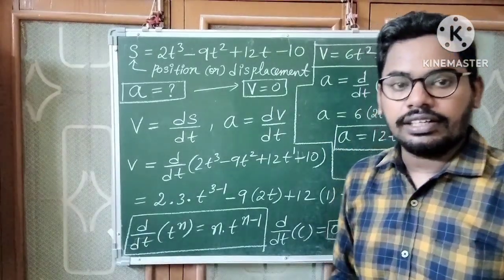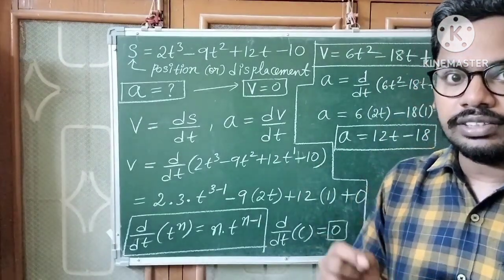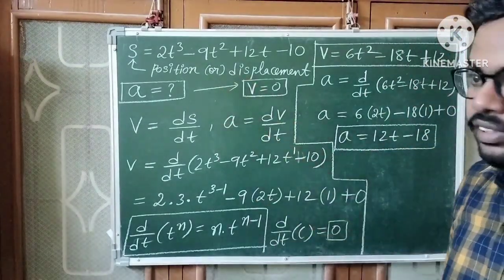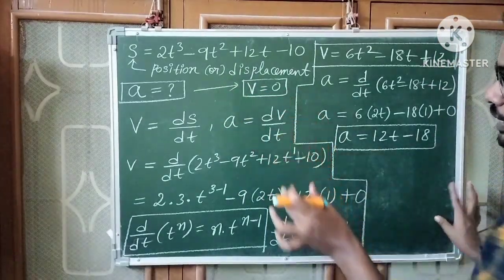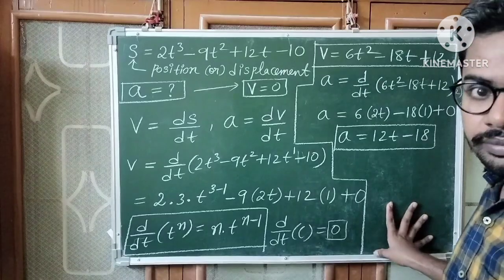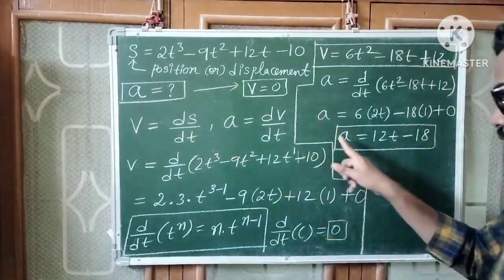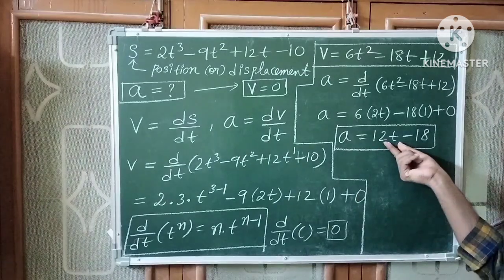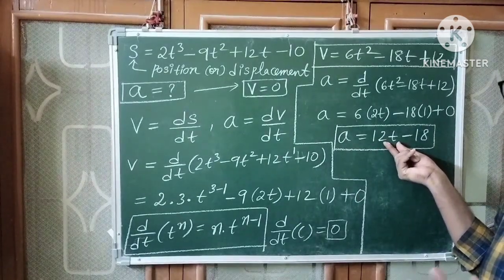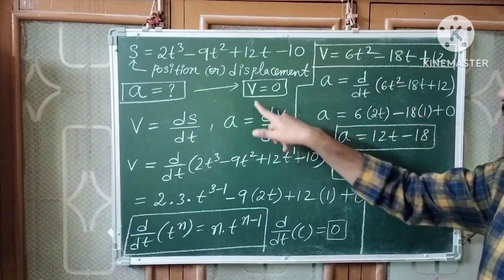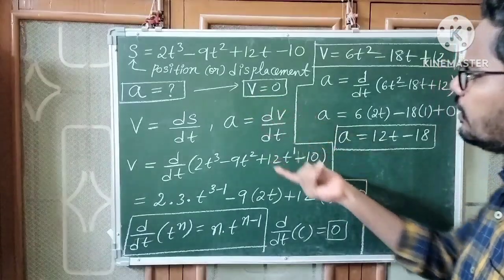So now we need the acceleration of the particle when the velocity of the particle is 0. First of all we need to find at what time the velocity of the particle is 0. To find acceleration, we need the time. So at what time do we have to find acceleration of the particle? When velocity of the particle is 0. So at what time is the velocity of the particle 0?